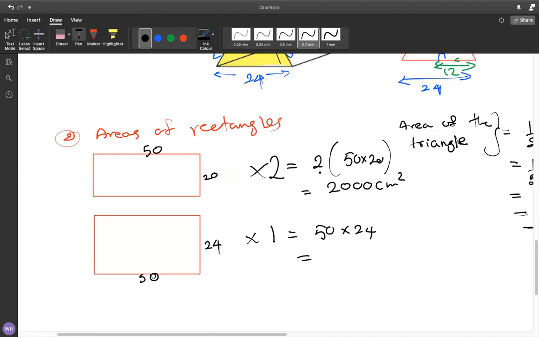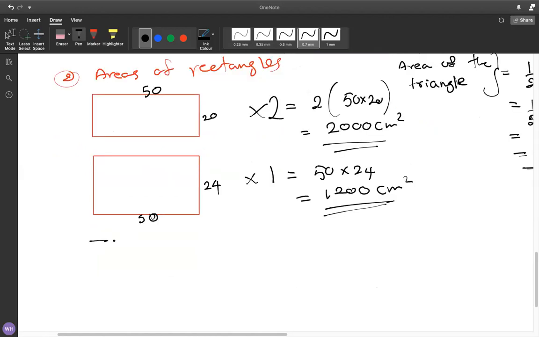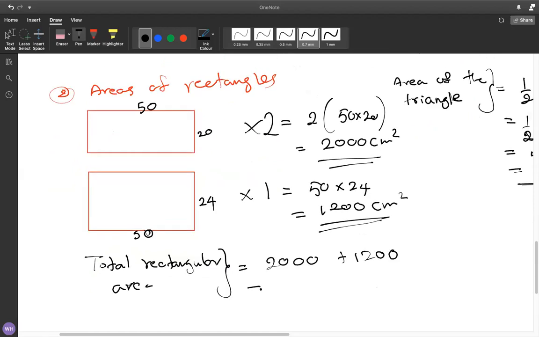Can anyone tell me the answer quickly? 5 times 24 is 120 and another 0 comes, so 1200 square centimeters. Got it, guys? Is it clear? Now you can find the total rectangular area, right? So simply add these two quantities, 2000 plus 1200, so altogether it will come to 3200 square centimeters, right?